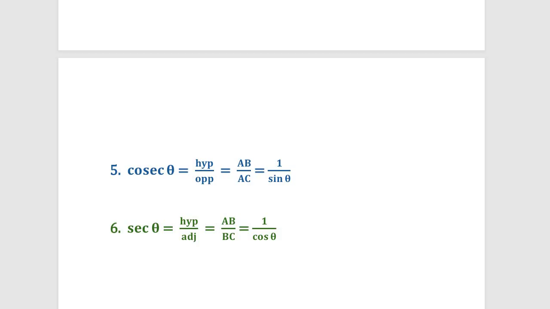Formula number 6, sec theta equals hypotenuse by adjacent. AB is the hypotenuse, BC is the adjacent, so we have sec theta equals AB by BC. Again, cos theta is reciprocal to sec theta, so sec theta equals 1 by cos theta.